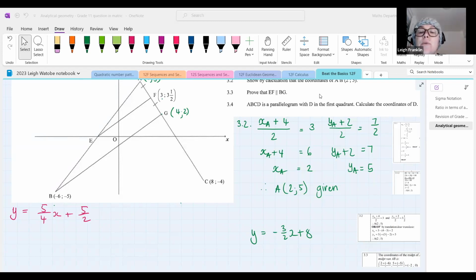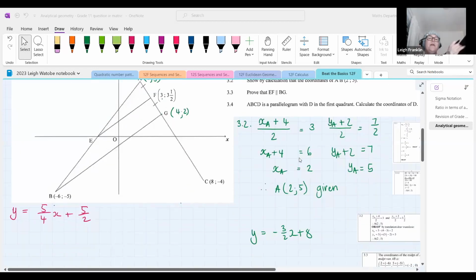Okay, let's just see. Tamia, do you want me to explain how I got the equation of AB? Is that what you're asking about? Yes. Okay, good. Now that you've got the coordinates of E, work out the gradient of EF. Tamia, you're going to listen to me. Everybody else, work out the gradient of EF.